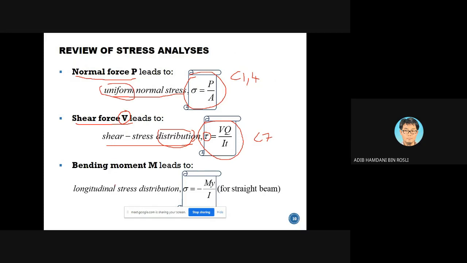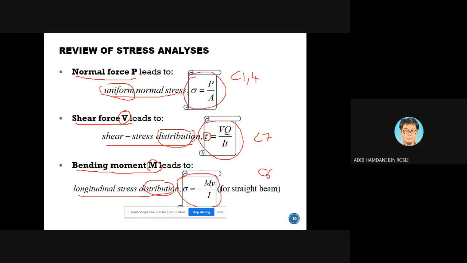This is a distribution, which means that you have different values of tau depending on the location across the section. And then the third one: how about bending moment M, the internal bending moment M? You learn this in chapter 6, the flexure formula, sigma equals minus My over I. M is the internal bending moment, y is the location from the neutral axis, and I is the moment of inertia about the neutral axis. And then you have the longitudinal stress distribution, again, a distribution.